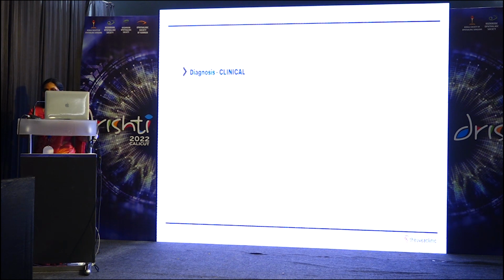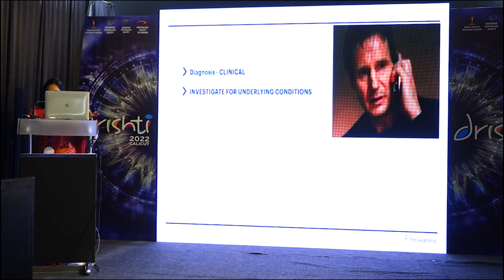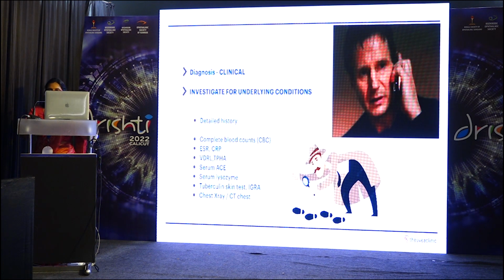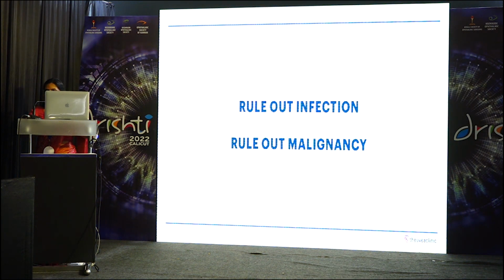So diagnosis, as I just said, the diagnosis of intermediate uveitis is purely clinical. Investigations are done to look out for any underlying condition. So remember that guy? Whenever you see a case of intermediate uveitis, take out your detective hats and get a detailed history. Always do investigations and look for any signs of infections. Look for TB, look for sarcoidosis, get a chest x-ray, or if needed a CT chest. So these are all aimed at looking for any underlying associated systemic conditions. The rule of thumb is: rule out infections and rule out malignancy.